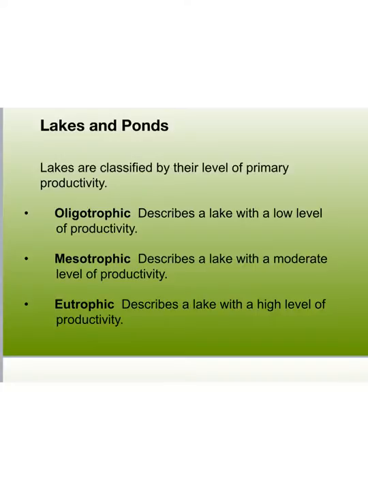Mesotrophic is more on the moderate level, and eutrophic describes a lake that has a high level of productivity. There's a lot of algae growing, there's a lot of photosynthesis, there's a lot of stuff going on, and so a eutrophic lake or pond is very difficult to see through.